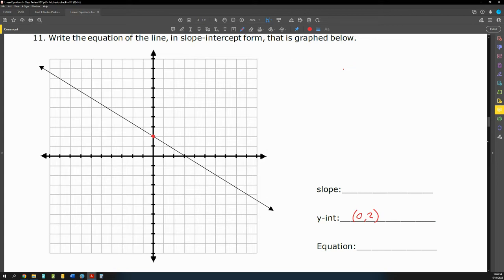For the slope, we have to find other points that cross the grid lines very nicely. So I see one right here, maybe another right here, another right here. So we can find the slope graphically: I'm going to go down 2 and to the right 3. So our slope must be negative 2 over positive 3, or negative 2/3. Using these two pieces of information, we're going to write this in slope-intercept form, which as a reminder is y equals mx plus b. So our equation is y equals negative 2/3 x plus 2.